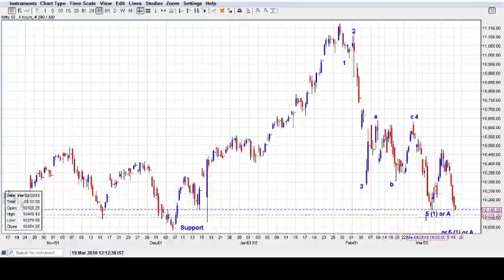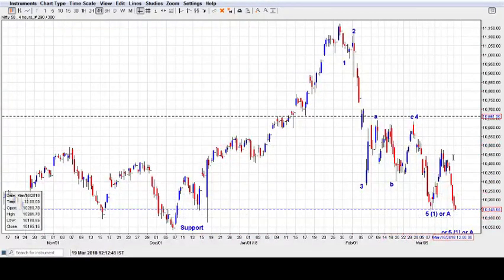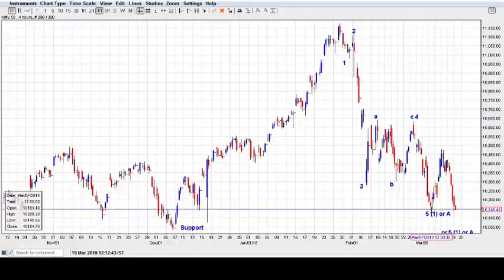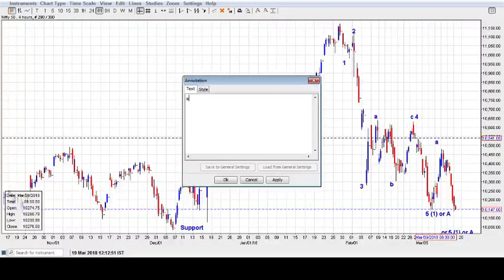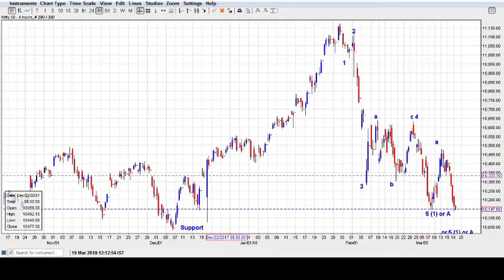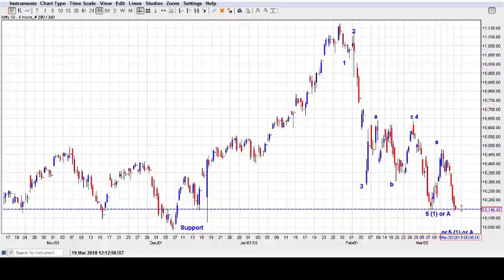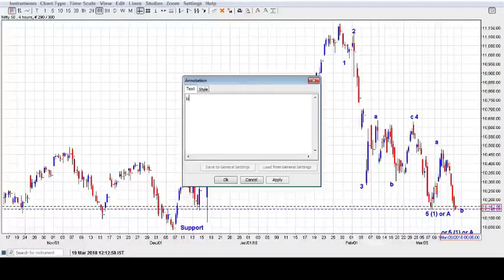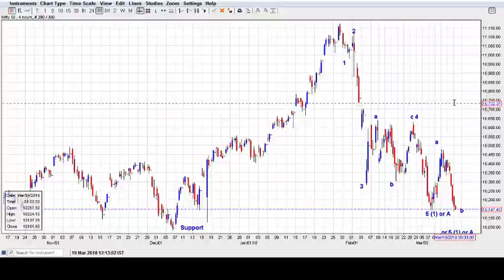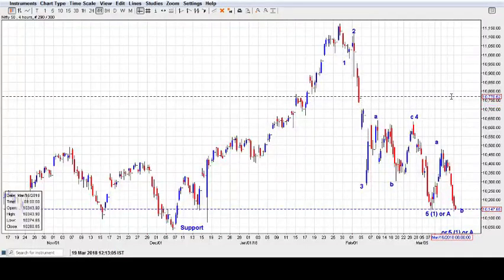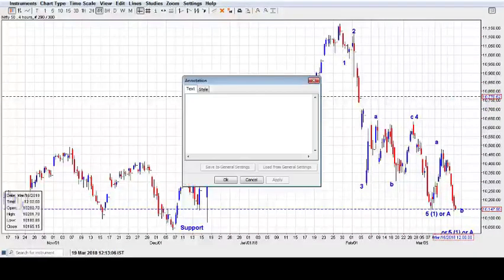Now the second one: a meaningful low could already be in place around 10,145, and then it's trying to form an expanded flat 3-3-5, wherein that was the first leg, wave A. It's just about printing wave B right now, and then there would be a snap rally higher, again taking most of the traders by surprise because it's an expanded flat.